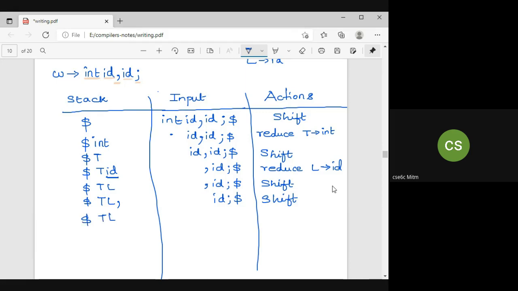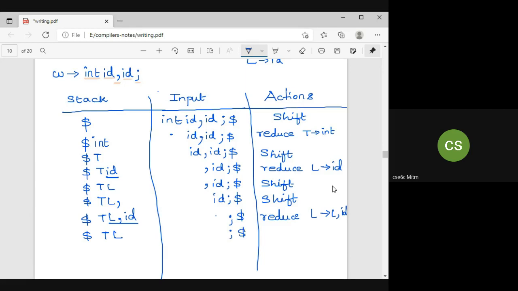So after this you get TL comma ID. Next check if the rightmost substring can be matched with anything. So this much, L comma ID, can be matched. What remains here after shifting ID? Semicolon and dollar will remain. T, L comma ID. So we are going to reduce. Reduce what? L goes to L comma ID. This will become T capital L. This much will remain as it is.